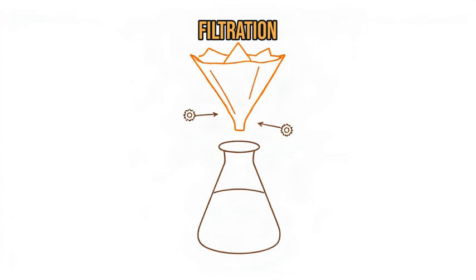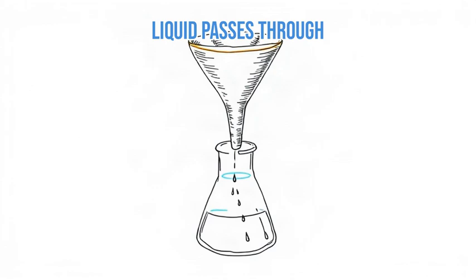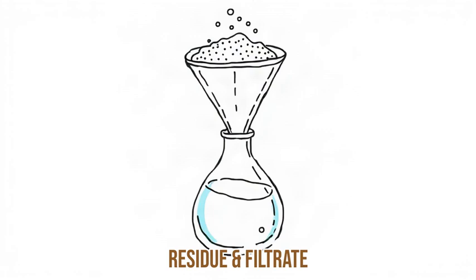Let's start with filtration, which separates an insoluble solid from a liquid. Insoluble just means the solid won't dissolve, like sand sitting in water. You pour the mixture through filter paper and the tiny holes let only the liquid pass. The solid gets trapped behind, called the residue, while the liquid that passes through is the filtrate.